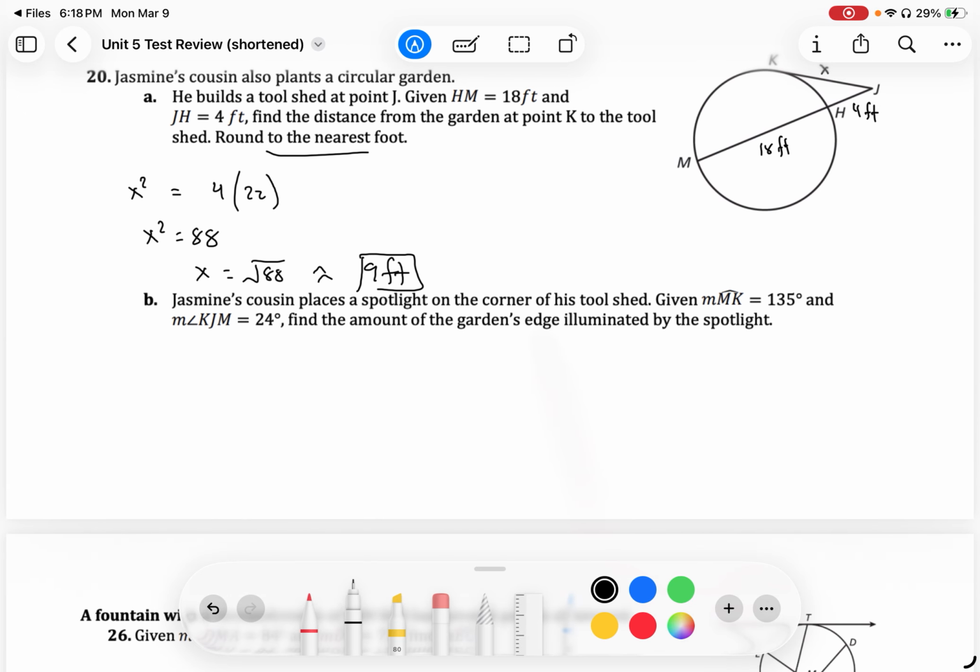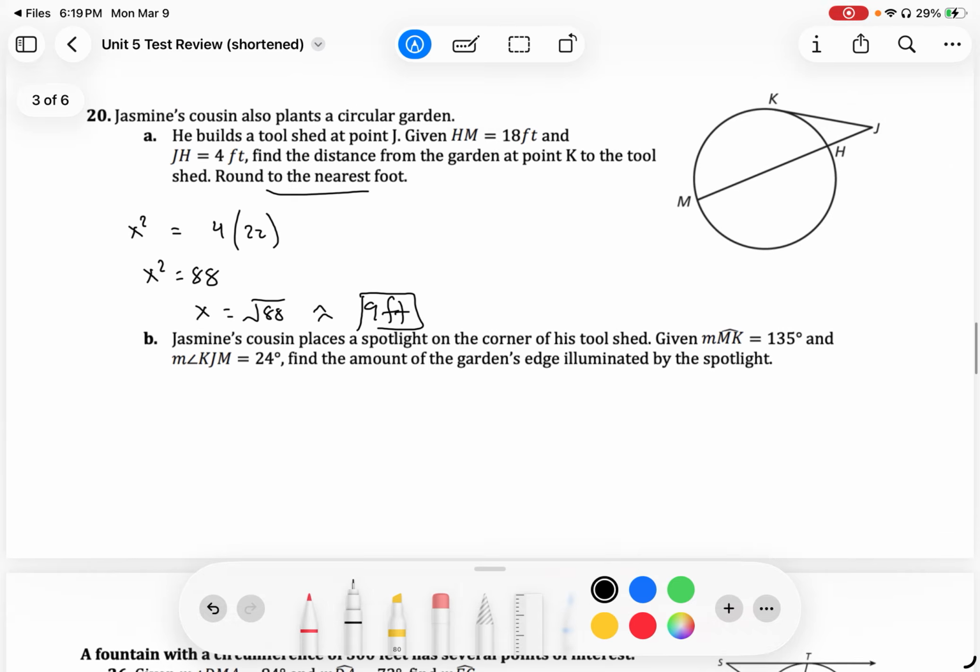He places a spotlight on the corner of his tool shed. Given the measure of arc MK is 135 degrees, and the measure of angle KJM is 24 degrees, find the amount of the garden's edge illuminated by the spotlight. So that would be this right here.